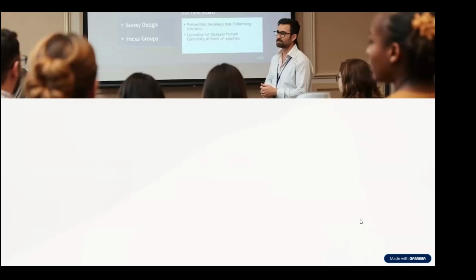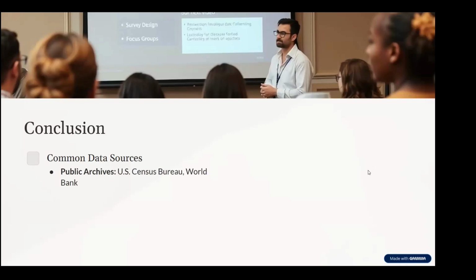So to summarize, here are the common data sources that are used in operations management research. First, public archives, such as the U.S. Census Bureau, Bureau of Labor Statistics, World Bank, and industry reports. Proprietary data, we have company records, internal databases, or transaction logs. And last but not least, scraped data. You can always scrape online e-commerce websites, review platforms, social media, and public dashboards.